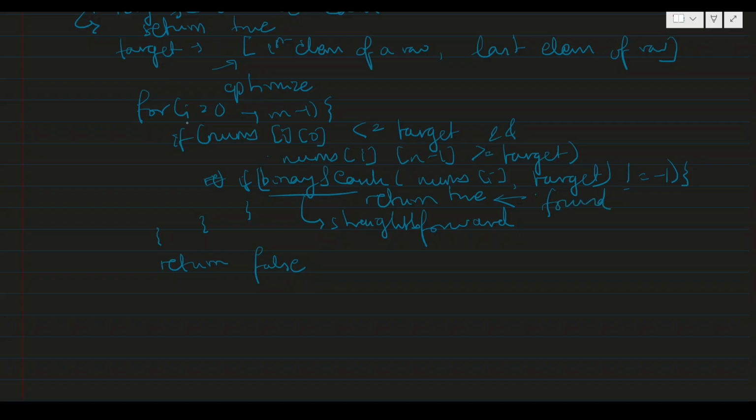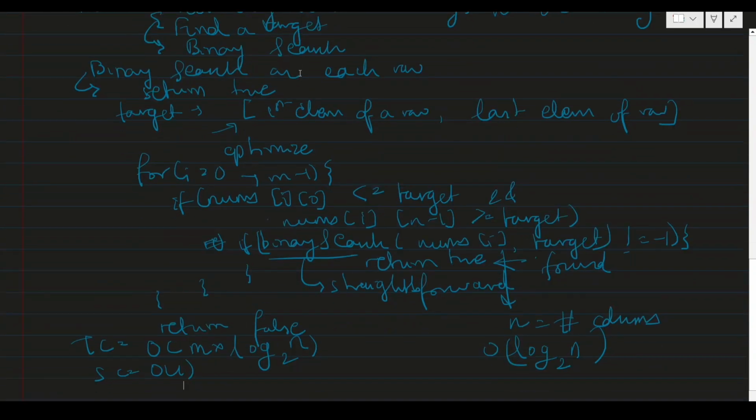Okay, so the time complexity of this approach would be something around m, the number of rows, and here we are applying binary search on nums of i. Nums of i has n elements, which is the number of columns. For the binary search, we know it takes log of n to the base 2, as every time we divide the search space into half. So the time complexity is O of log n to the base 2 for an array of size n, and the space complexity will be O of 1. So this is the better approach.